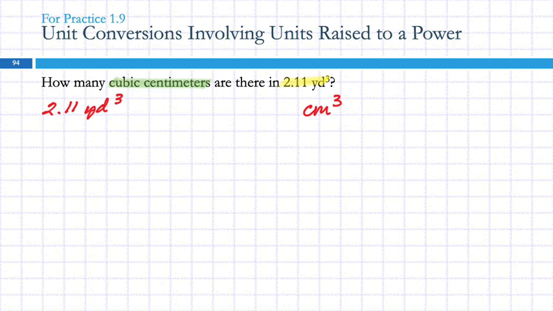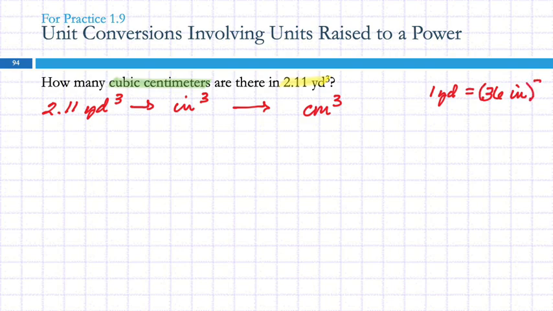When I'm making my path, I'm going to pretend that the 3 isn't there. Well, how would I do yards to centimeters? So yards to inches to centimeters. If we're doing this cubed, then the inches are also cubed. So let's write down those relationships over here. 1 yard is how many inches? 36 inches.